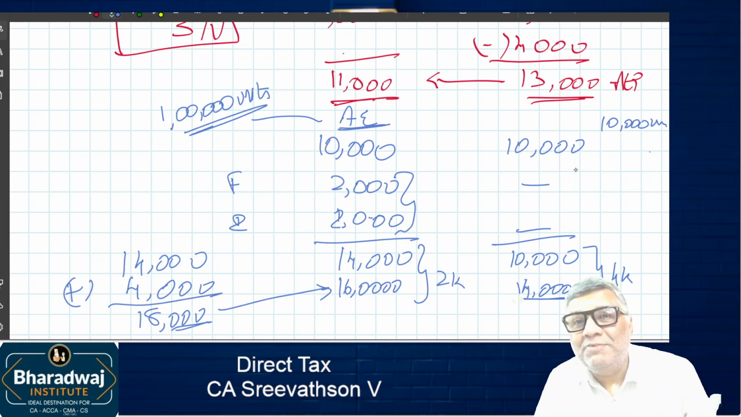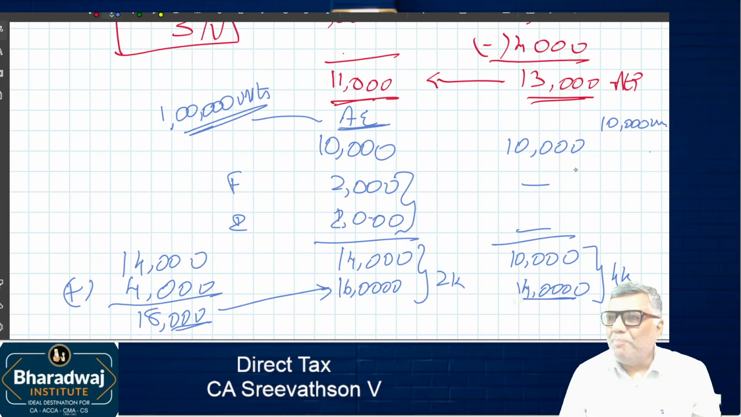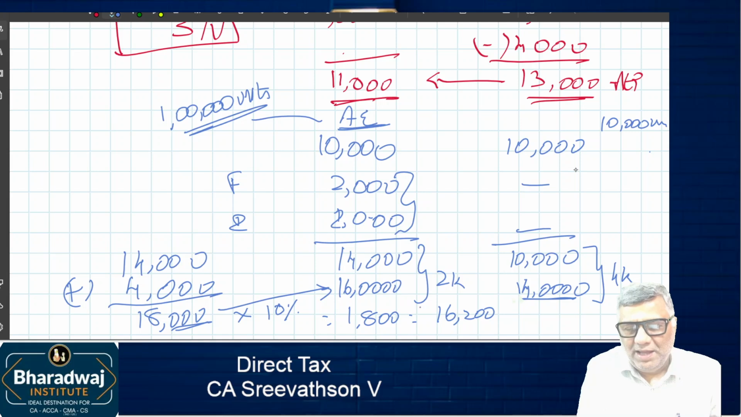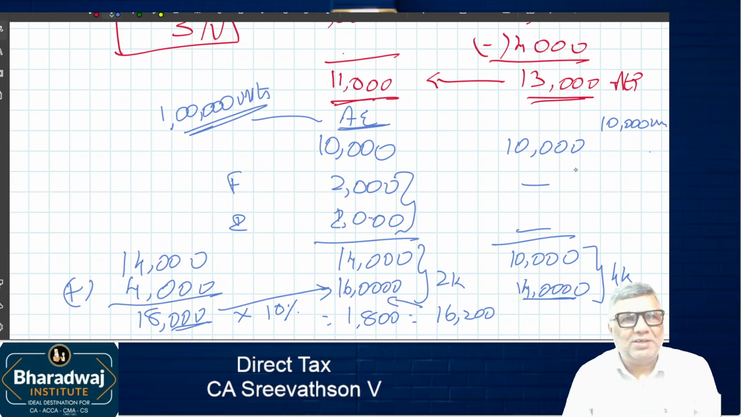Obviously, a bulk purchaser will get the benefit. Obviously, a bulk purchaser should be given benefit. So let us take that a quantity discount of 10% is offered to the associated enterprise. A quantity discount of 10% means, yes sir, in this 10% I can reduce 1,800. So your selling price, if it is 16,200, fine with me. But if it is 16,000, I am not okay with it.